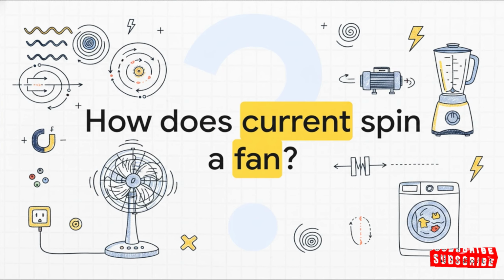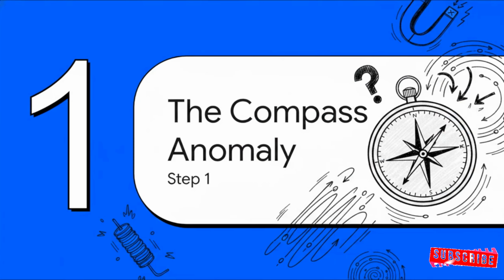How does a flowing electrical current actually spin the blades of the fan in your bedroom? Or your blender or your washing machine? How are we harnessing these completely invisible forces to make physical objects move in our everyday lives? Keep that bedroom fan in your head as we go through this, because by the end, you're going to know exactly how it works. All right, let's kick things off with step 1, the compass anomaly.